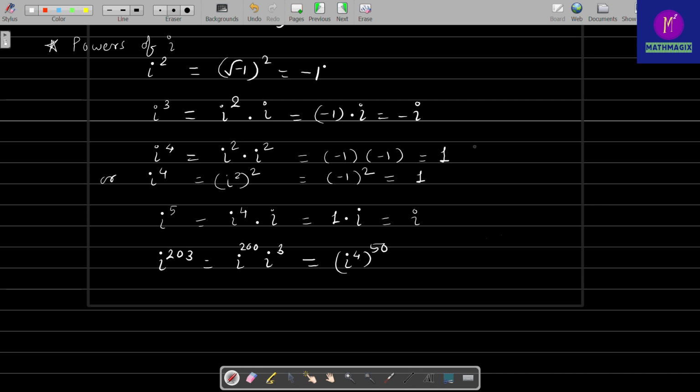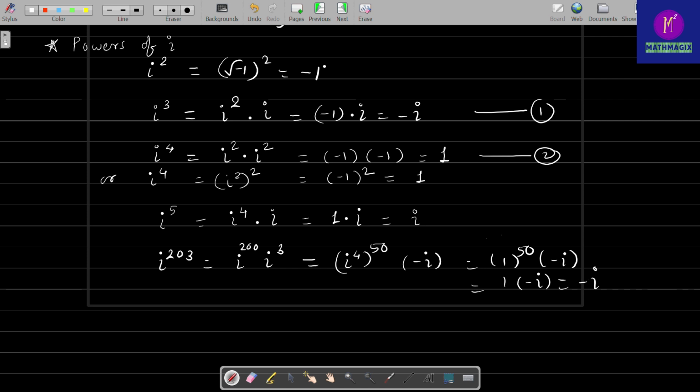And i cube, we know from the earlier result, is minus i. Why are we converting this 200 into a multiple of 4? Because we know that i raised to 4 is 1, so we can use this. i raised to 4 is 1, raised to 50, and into minus i. So 1 raised to 50 is nothing but 1, and we have here into minus i. So the final answer will turn out to be minus i.